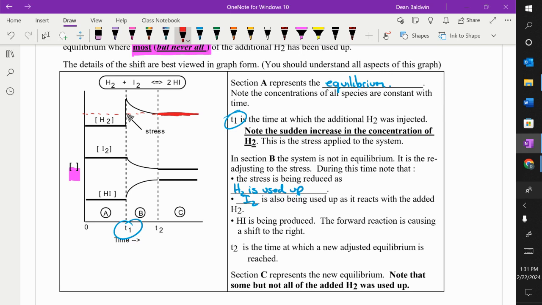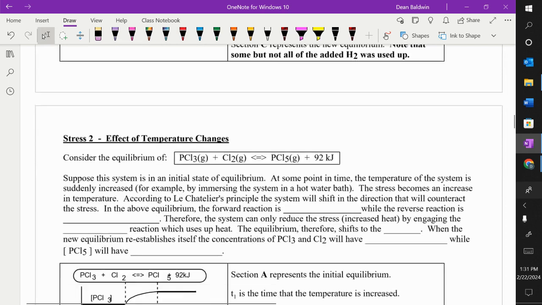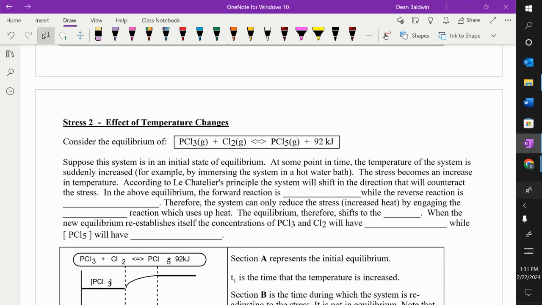Your lab tomorrow is on this kind of stuff. We won't use gases, but it's the same idea. Are we okay? I'm going to do one more example, and then we'll look at boiling water, because I know everybody's super excited for boiling water. We'll just stare at it right now.